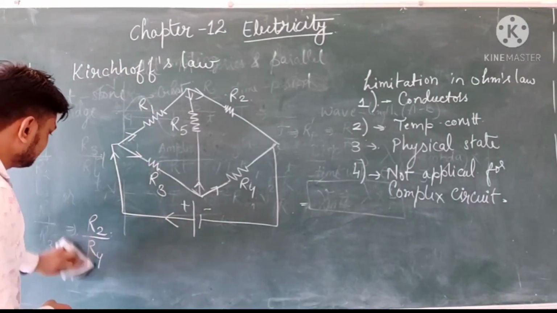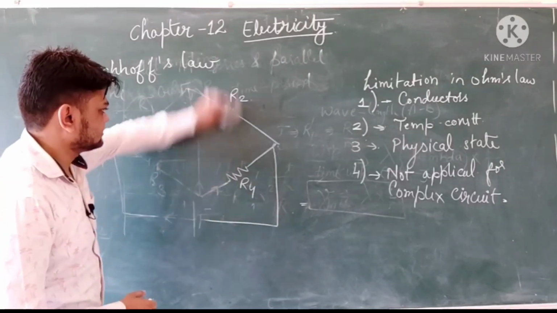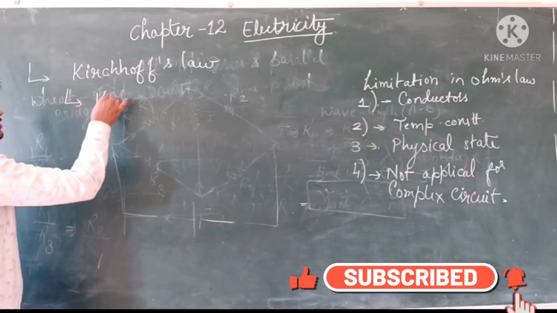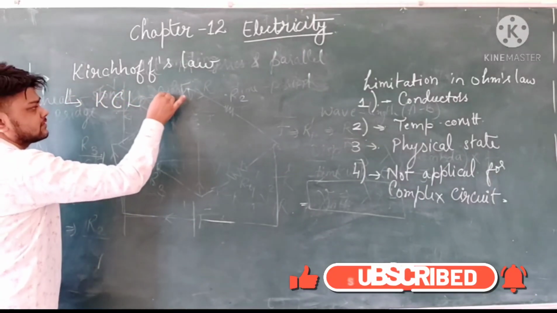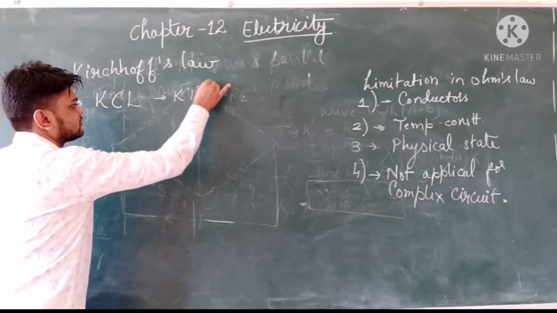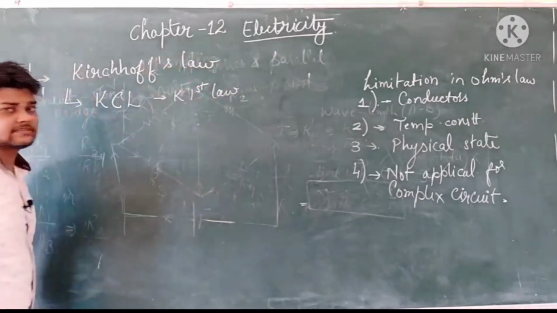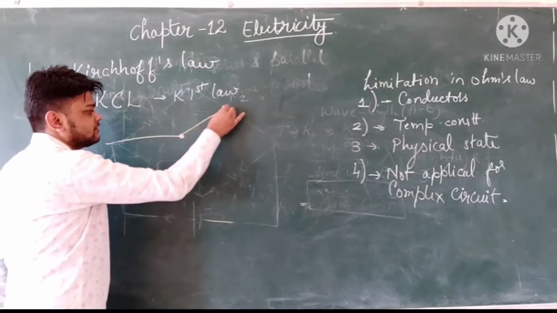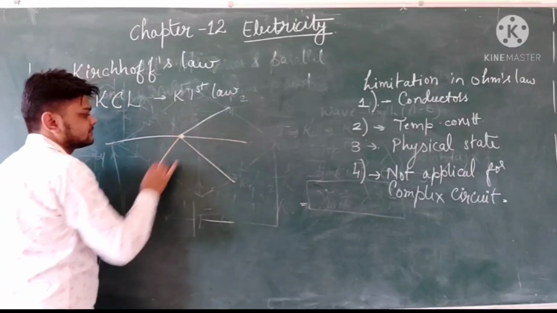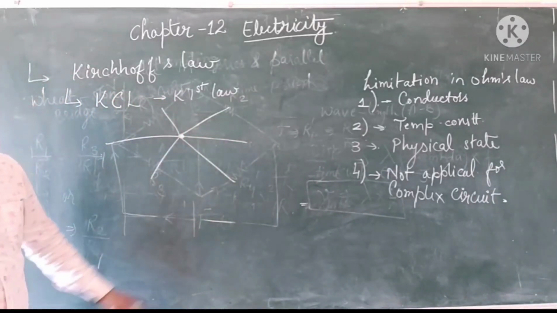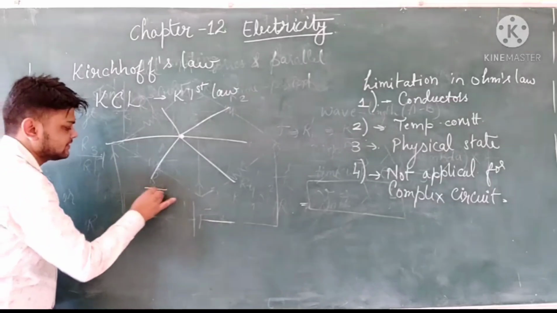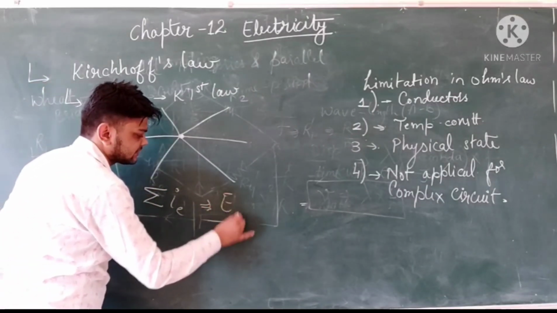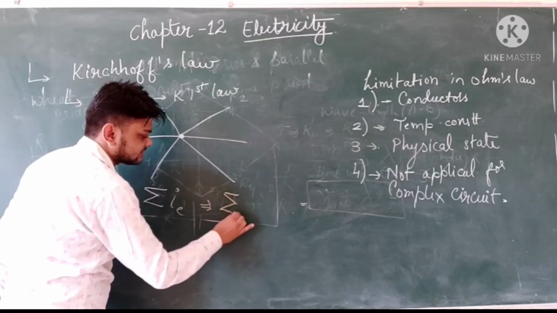So Kirchhoff's first law is known as Kirchhoff's current law. What it says is, if there is any junction, any point where wires are meeting, then the sum of the current entering the junction will be equal to the sum of the current exiting the junction as well.